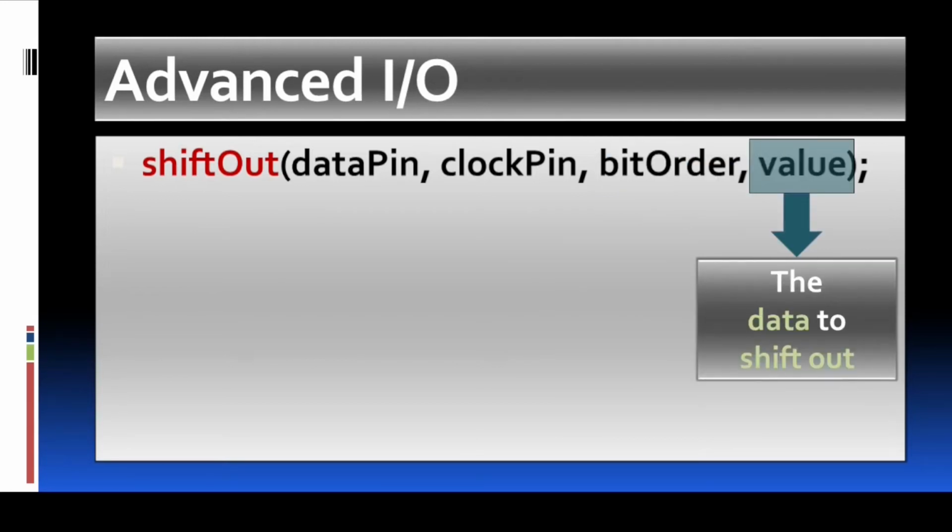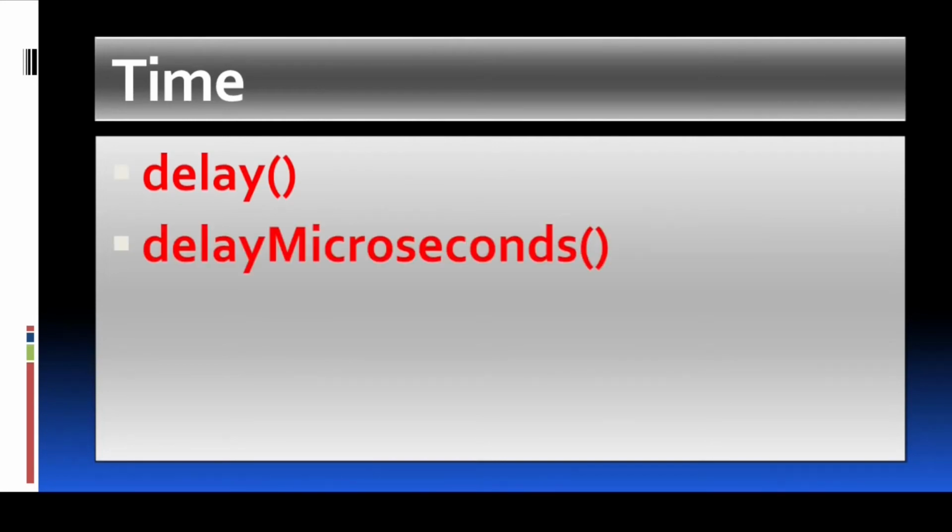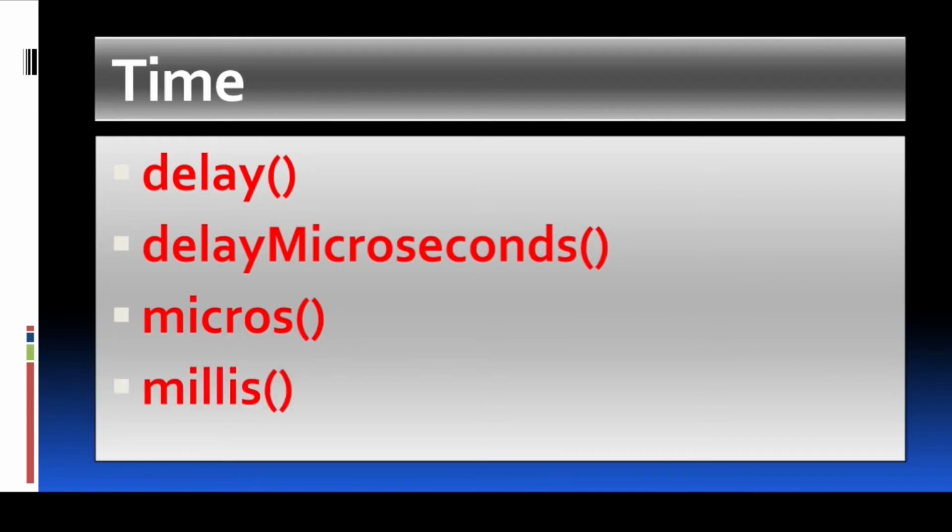If the interfacing device is clocked by the rising edge, you will need to make sure that the clock pin is low before sending the data. This is all about advanced input and output functions. Now we move on to time functions. There are 4 types of time functions. First is delay, second is delayMicroseconds, third is micros, fourth is millis.